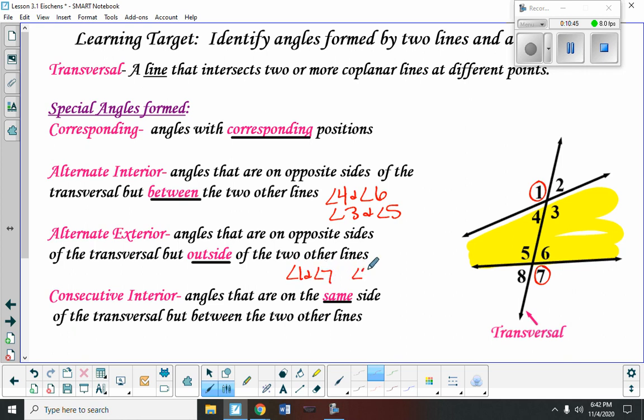And angle 2 and angle 8. So this one and this one. They're on alternate sides and on the exterior. So they're not in the yellow part, which is the interior.